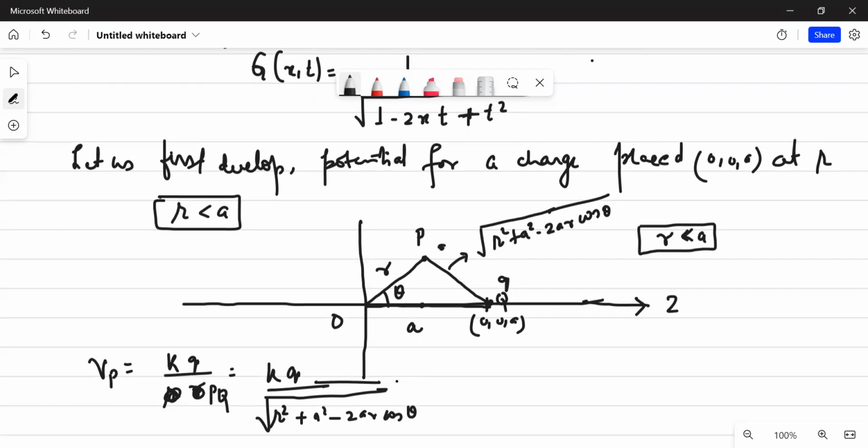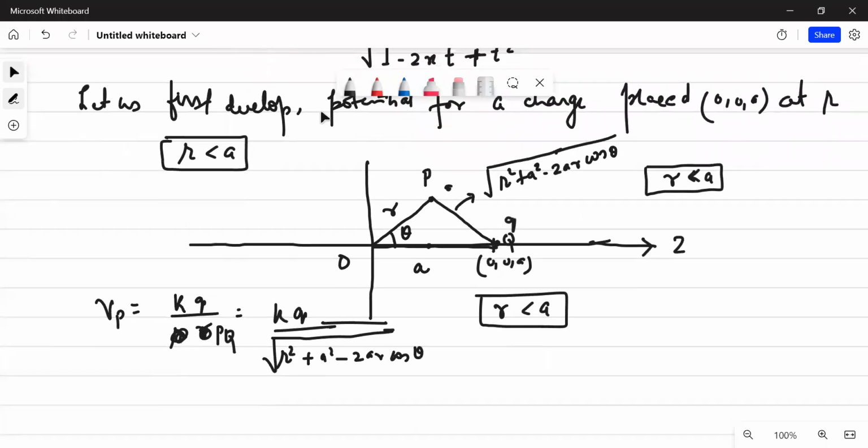Is that clear? This is clear to you. We already know that we want to find potential at any point where R is less than A. So instead of taking R common, here we'll take A common, because then R by A would be less than 1. So I'll simply take A common out.